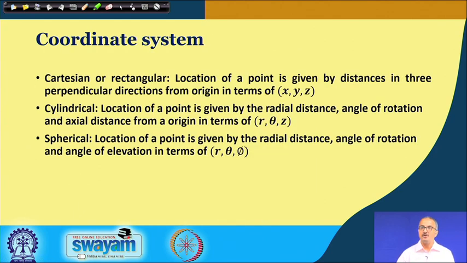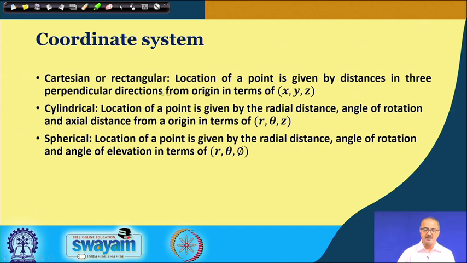Now, we come to coordinate systems. We have studied this a lot of times, but still we find that students sometimes do not know how to apply these coordinate systems, because the choice of coordinate system depends on the geometry of the particular system under study. It is kind of going back to our basics. So, we have 3 types of coordinate system: Cartesian or rectangular, cylindrical, and spherical.